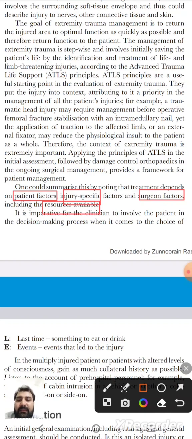What are the patient factors? For example, if we have a femur fracture in a kid, the treatment would be different. In an adult femur fracture, treatment would be different. And in a moribund patient, treatment would be different. Same fracture, different ages, different patients, different treatment. Injury-specific factors.